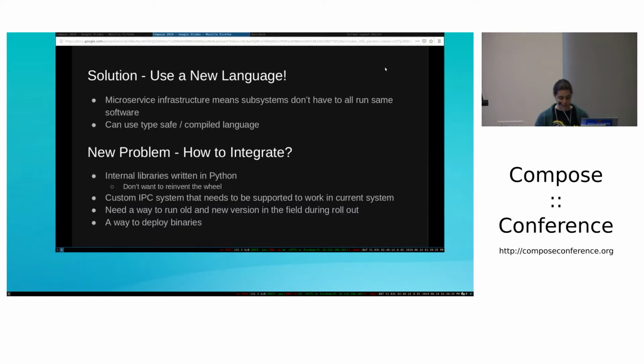But the new problem was, how do we integrate a new process in? When we have libraries, we didn't want to duplicate library code because that's just a bad idea all around. We also didn't want to do that because it's time consuming and produces errors, but we still wanted to use that because we can't change our whole code base.